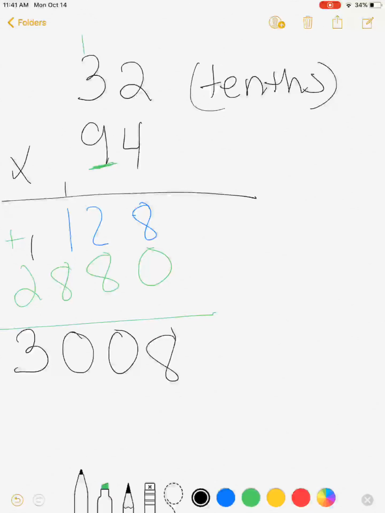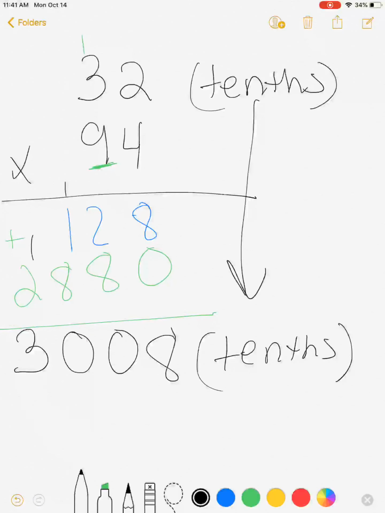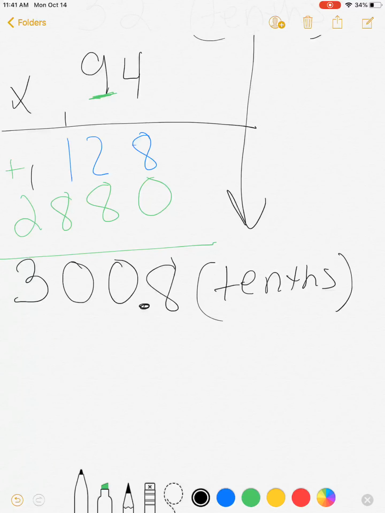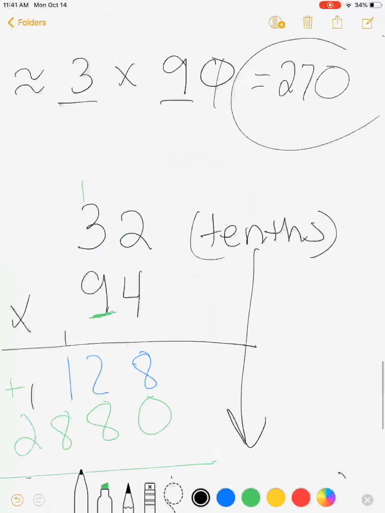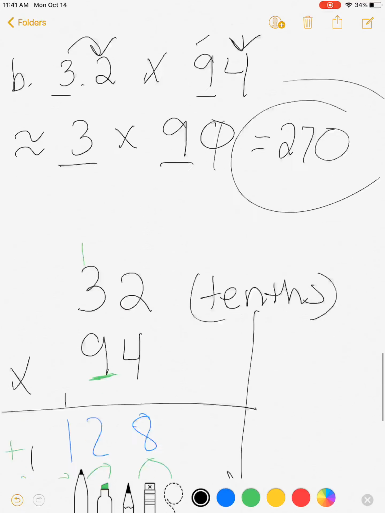Our product is not 3,008. It's 3,008 tenths. So we need to make sure our decimal shows tenths. Actually, I'm not going to put it there since we have the word. I'm going to rewrite it as 308 tenths. And 300 is close to 270.